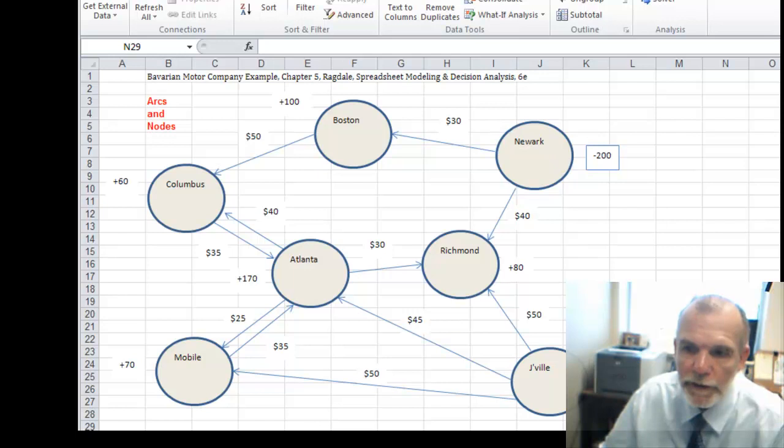So Newark and Jacksonville are supply points. Newark has 200 and Jacksonville has 300. And then Boston needs 100, Columbus needs 60, and so forth.